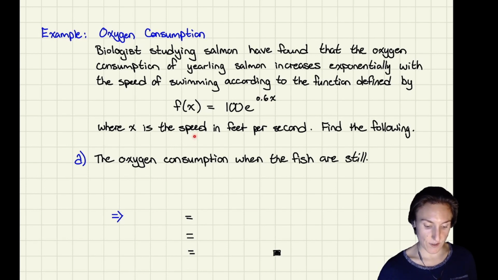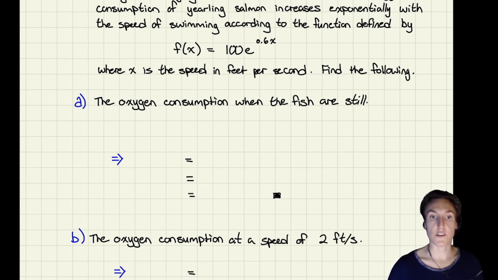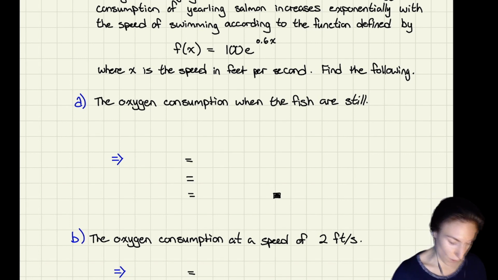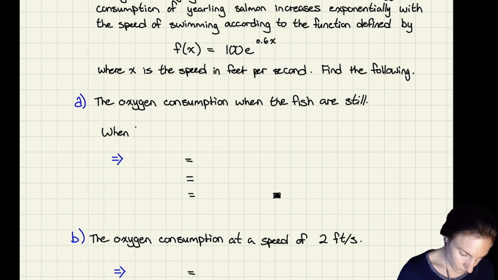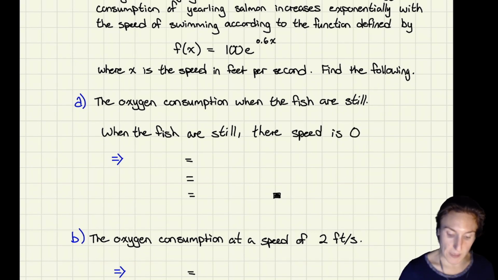Now what is x? x is the speed in feet per second, and we want to find the following. So we first want to find the oxygen consumption when the fish are still. So when they're not moving. If a fish isn't moving, they don't have speed. They have speed of 0. So when the fish are still, their speed is 0. And speed for us is represented by x here.